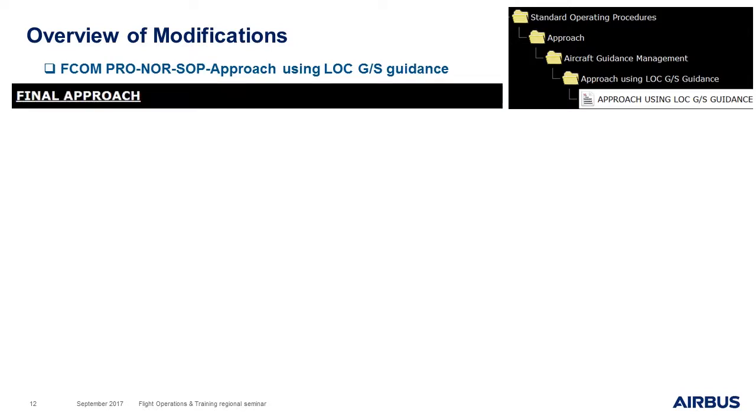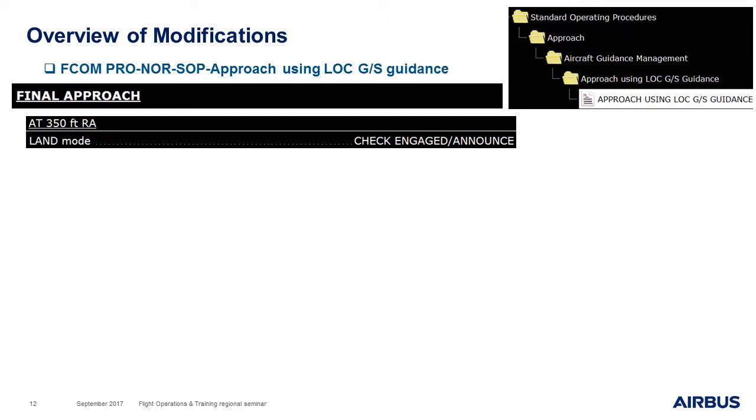And here are the actions to be performed during the final approach. At 350 feet radio altimeter, you have to check that the land mode is engaged. This action is common to all approach type CAT1, CAT2, CAT3 approaches. But if you want to perform an autoland, the land mode has to be engaged. If the land mode is not displayed, autoland is not authorized.